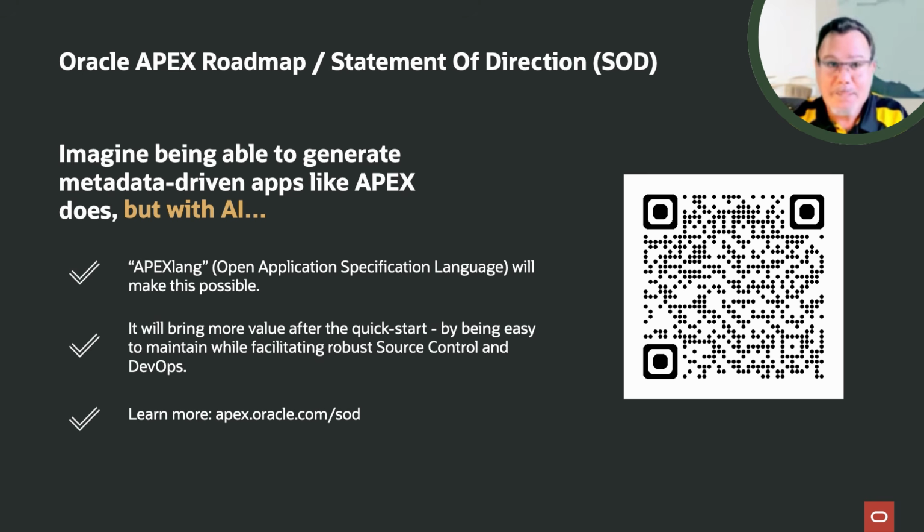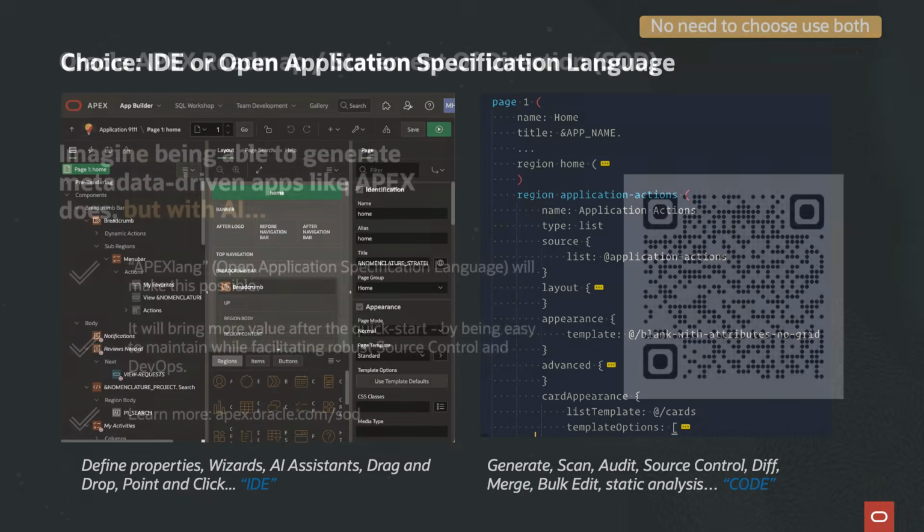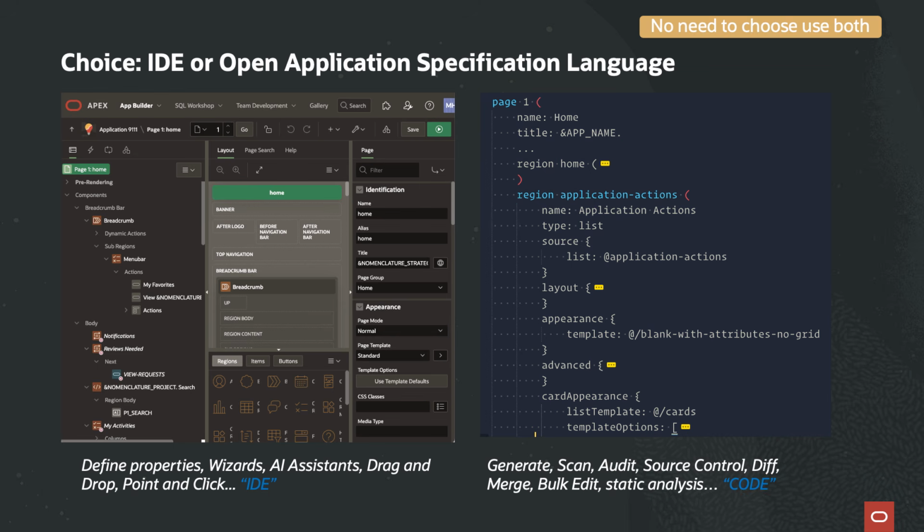Now, what does this really mean? Is that you will not need to choose both. You have a choice of our integrated development environment or our future open application specification language known as APEXlang. And you can leverage your favorite editor known as like VS Code and other tools like Cline or Codex and MCP server configurations to configure and continue to iterate over your apps, and bringing vibe coding to the whole, 2026. You're going to be able to do all this cool stuff. It's going to be so much fun.